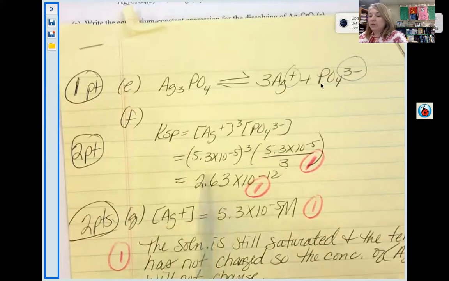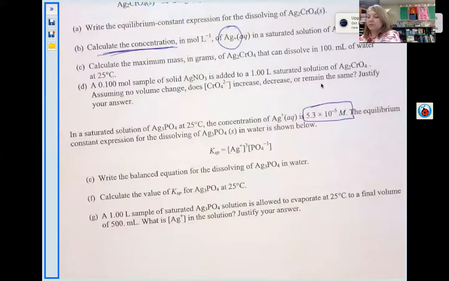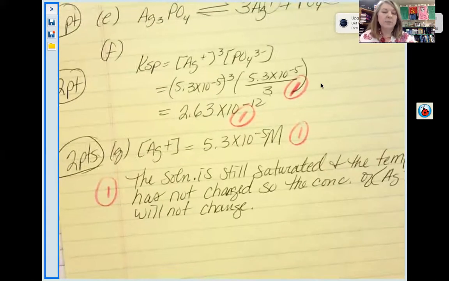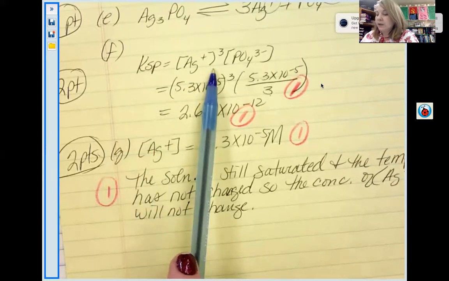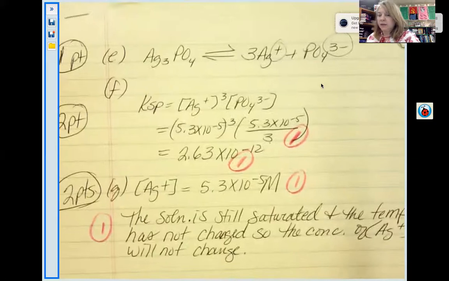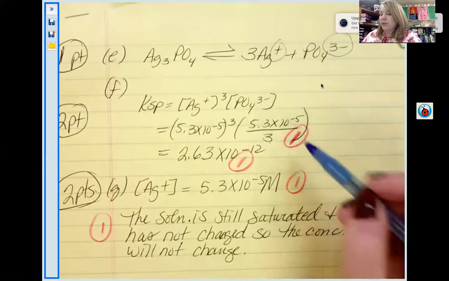On the next part, sorry, I'm having to flip back and forth. Let me just do it this way. It says calculate the value of the KSP for silver phosphate. So write your KSP expression. Notice that one would be cubed because it's cubed in your equation. And then here's where you got your points for that one.